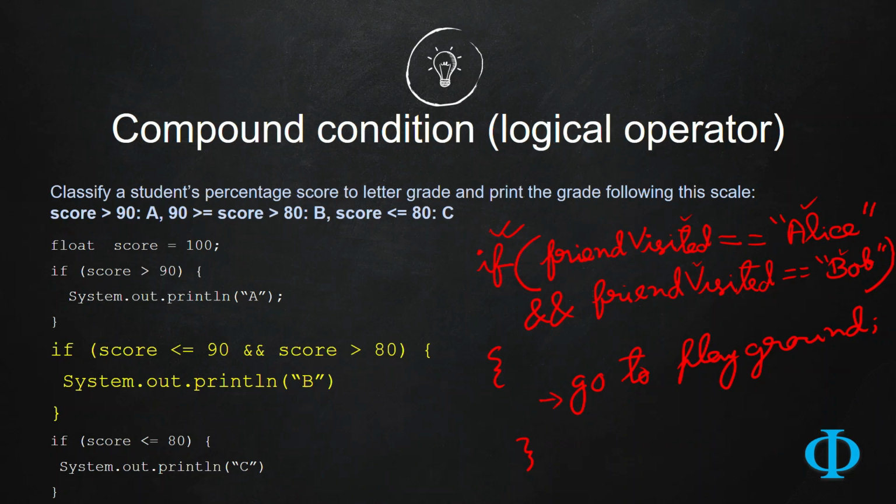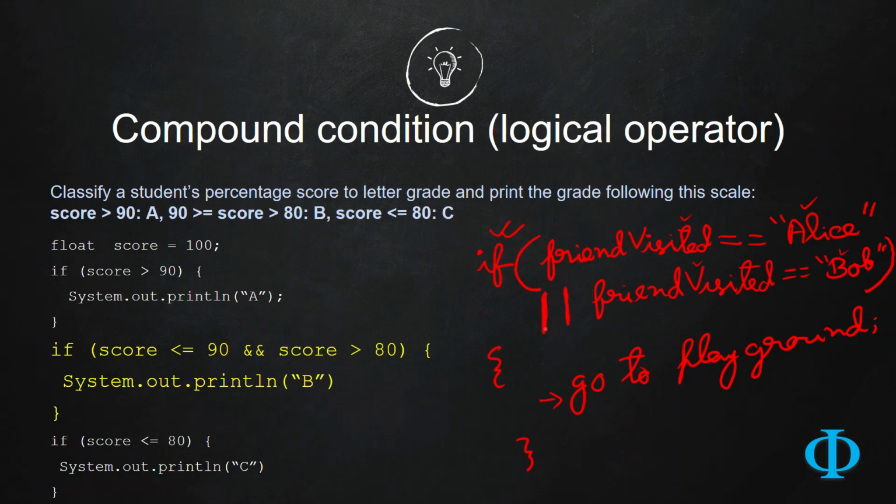And not only that, you can combine these two conditions utilizing an OR operator also. For example, you may decide like, well, if either of my friends Alice and Bob visit my house, then I will go to the playground. In that case, what do you need to do? You just need to change this AND to an OR operator. So instead of saying both, right now you are saying if either Alice or Bob visits. So what do you need to do? Just remove this and replace it with the OR operator in here.